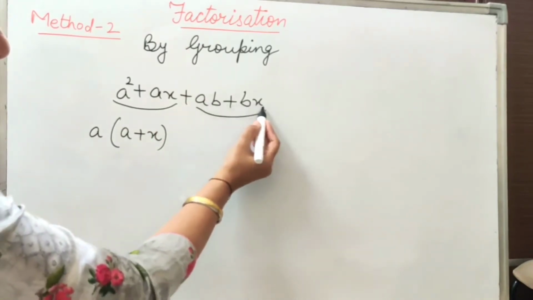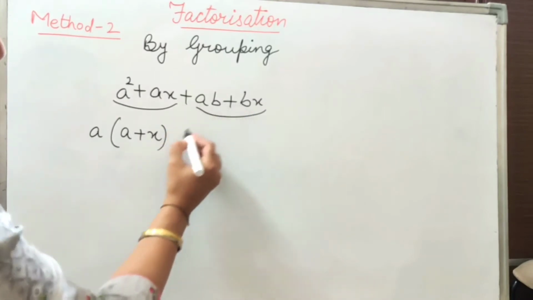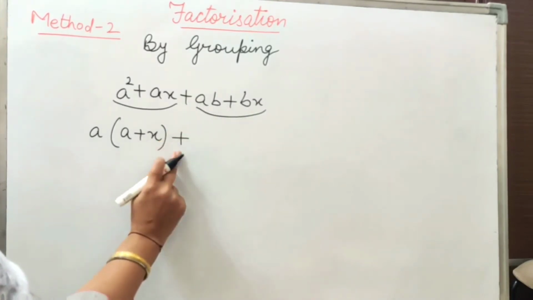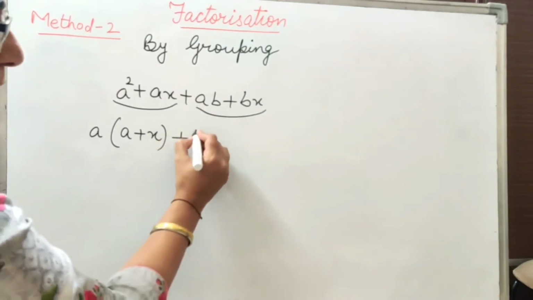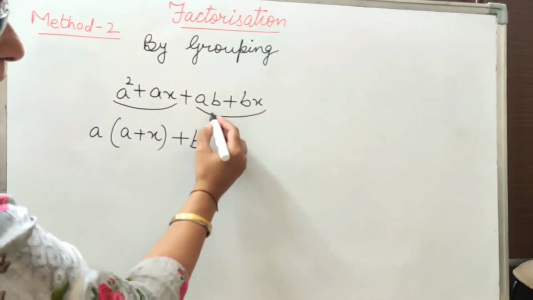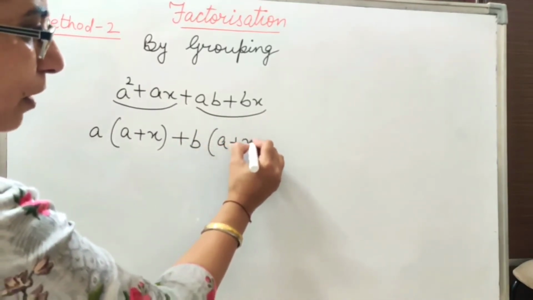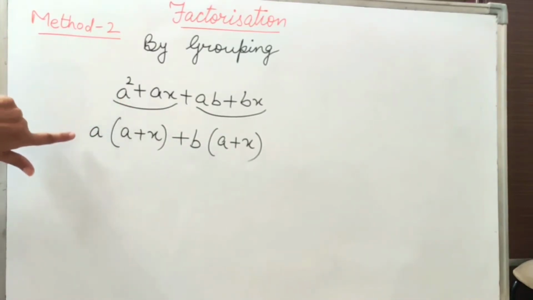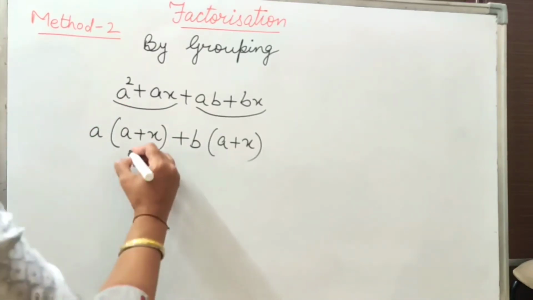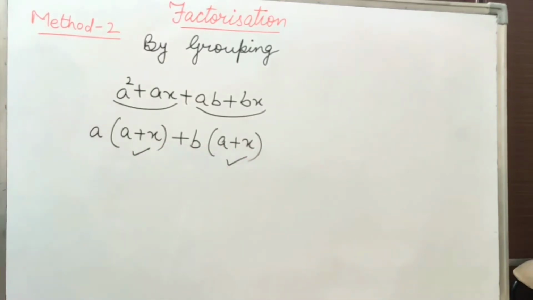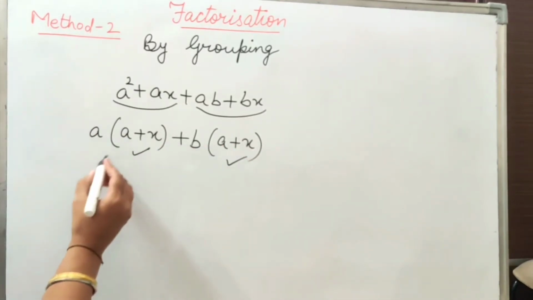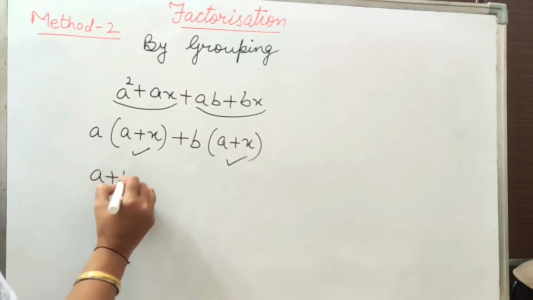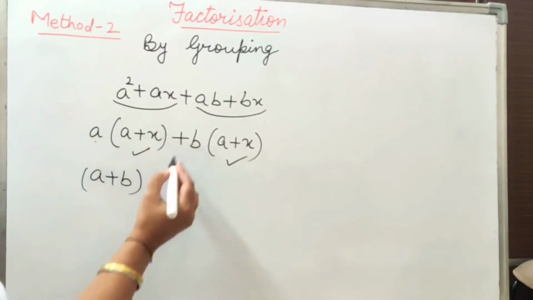Now from these two terms again take out the common factor. Here it is ab and bx. b is common, plus b. This sign is very important. Always put the sign here, plus b. Then what quotient is left? That is a plus x. So after grouping and taking out the common factor, we can see this factor is common. Now we can write a plus b in one bracket, and the common factor in the other bracket.